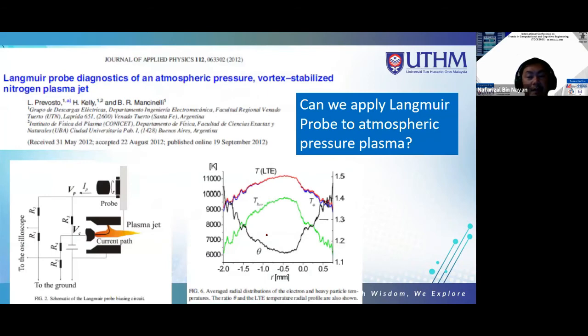Okay, can we apply the Langmuir probe at atmospheric pressure? This is a different topic, because just now we discussed plasma in a vacuum chamber. Recently there are also plasmas fabricated at atmospheric pressure. So they are talking about how we can do plasma diagnostics on plasma at atmospheric pressure.